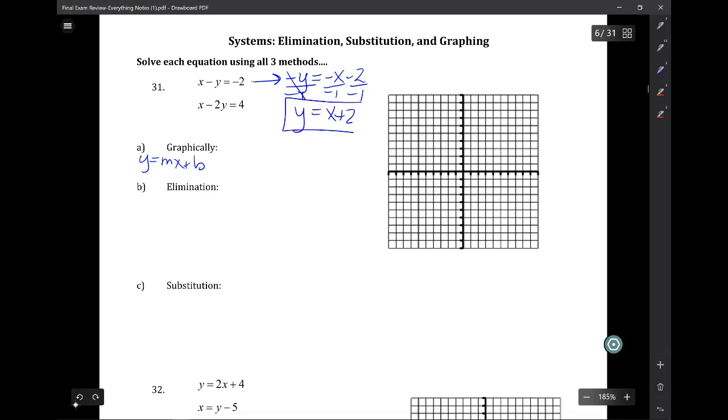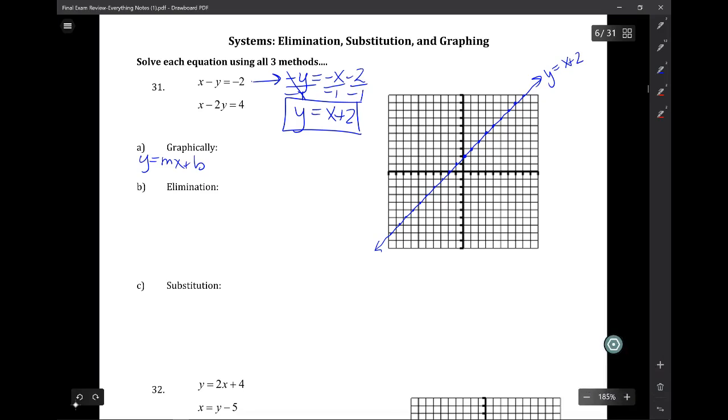So I'm going to graph this equation in blue. So I have a y-intercept of 2 and a slope of up 1 over 1. Remember, when you're doing systems of equations, you have to label at least one line, if not both. So there's the first graph.